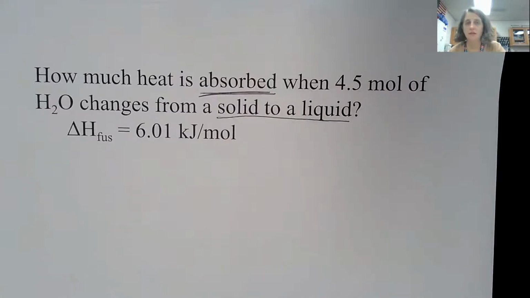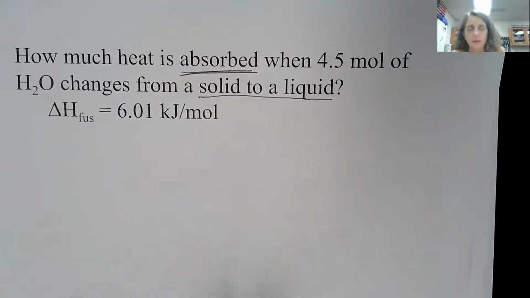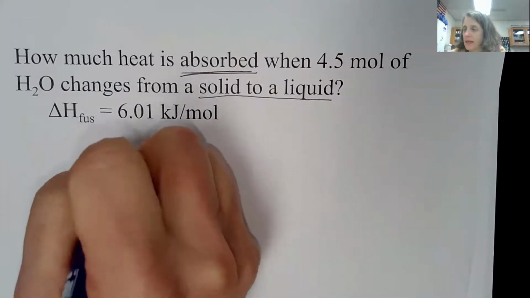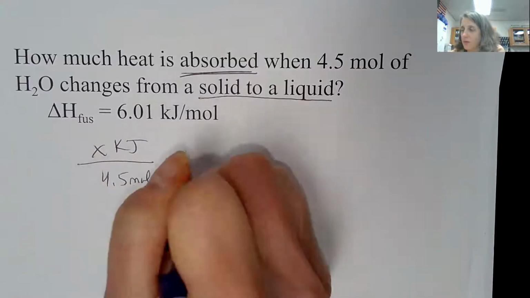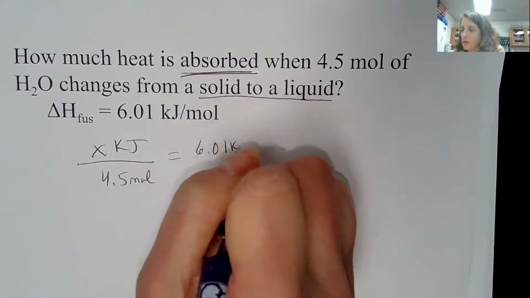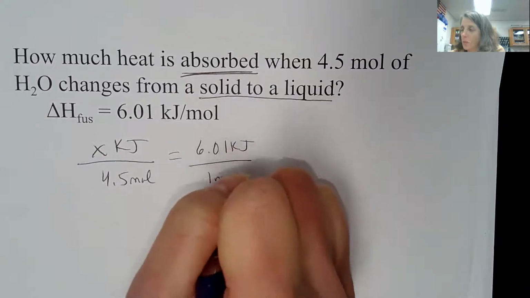So I'm going to show you 2 ways of doing these types of problems. So I could set it up as a proportion. How many kilojoules is going to be required to change 4.5 moles of water if I know 6.01 kilojoules for every 1 mole of water?